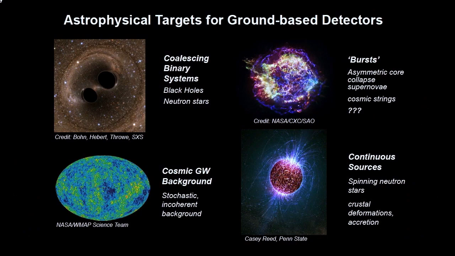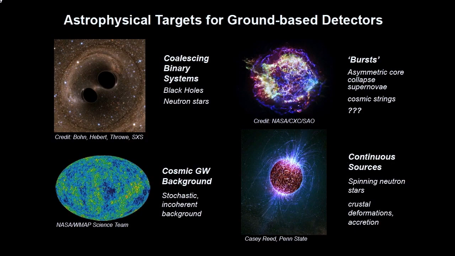What are the sources we have here? The one we actually discovered are coalescing binary systems, either black holes or neutron stars. There are, of course, other things you can think about. The supernova I already mentioned. A neutron star, if it's not completely symmetric, and of course it rotates, can actually emit a very weak signal. It's extremely weak, but it's there for a long time, so you can integrate over a year or multiple years to try to find it.